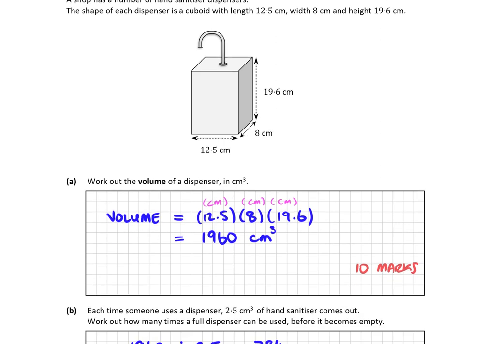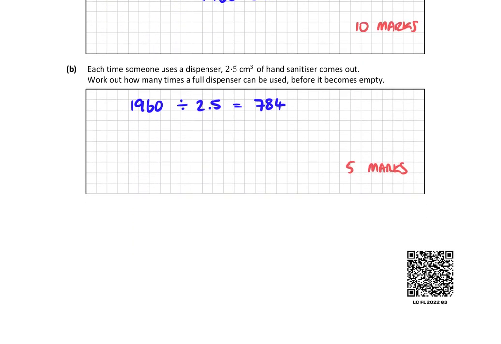And that brings us on to part B. Each time someone uses the dispenser, 2.5 centimeters cubed of hand sanitizer comes out. So each time it's used, this much hand sanitizer comes out. Work out how many times a full dispenser can be used before it becomes empty.